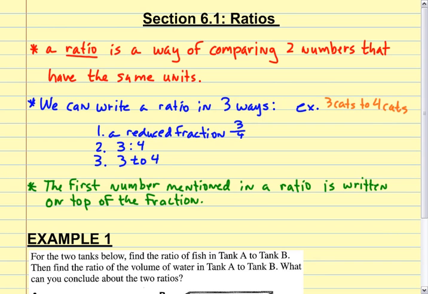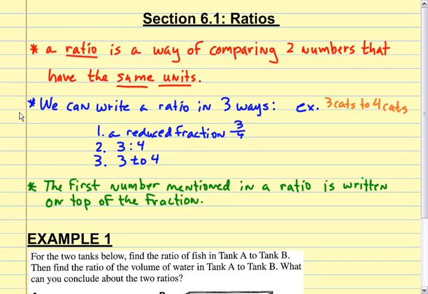Okay, folks, section 6.1, ratios. Now, there are a few things that we've got to talk about with ratios just before we get started. This first thing says a ratio is a way of comparing two numbers that have the same units. Now, look, guys, this is critical. They have to have the same units for it to be a ratio. If they have different units, it's a rate, and we'll talk about that tomorrow. But a ratio has the same units.